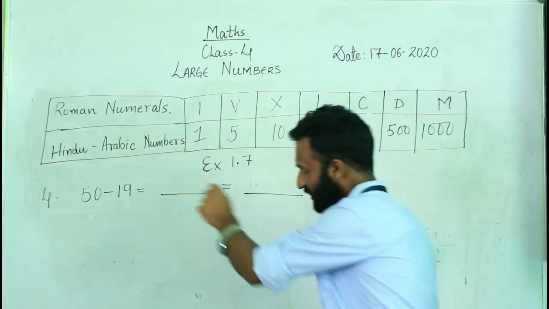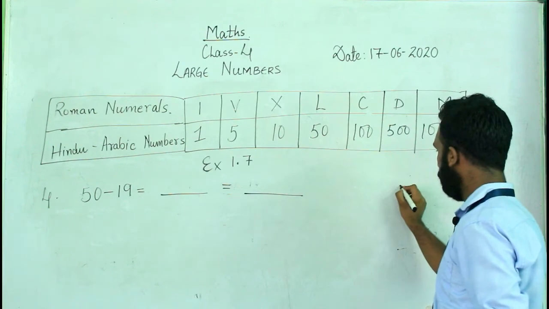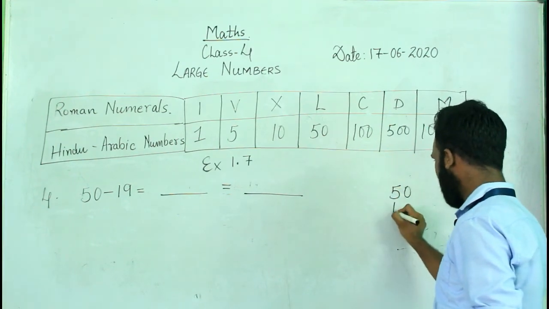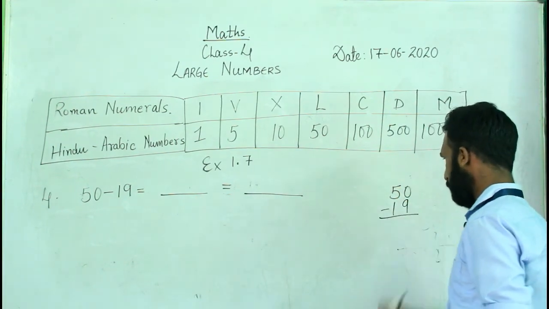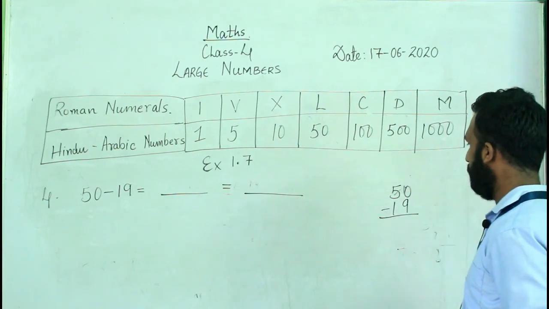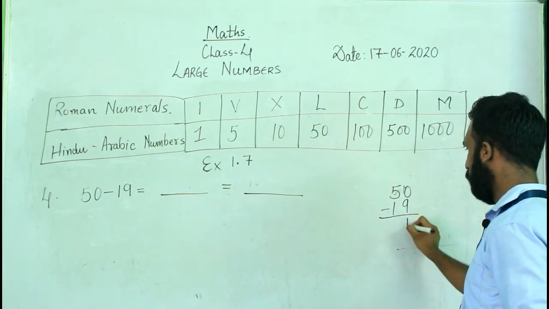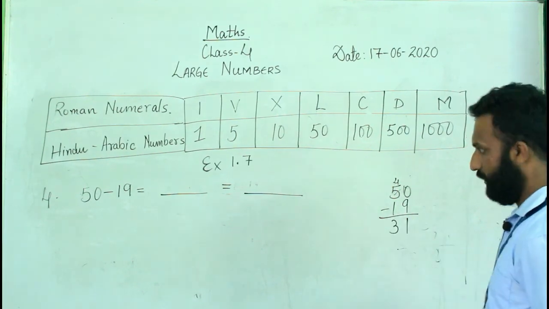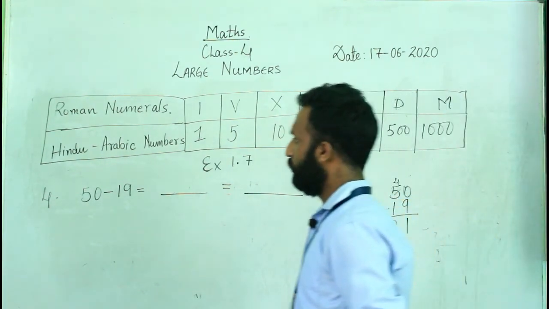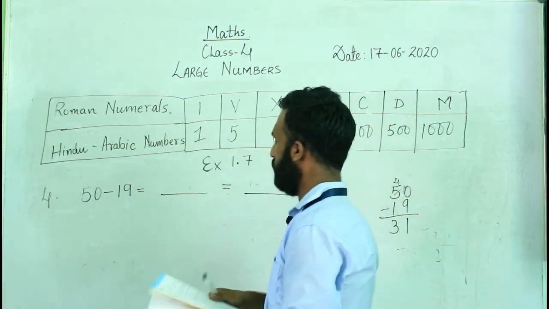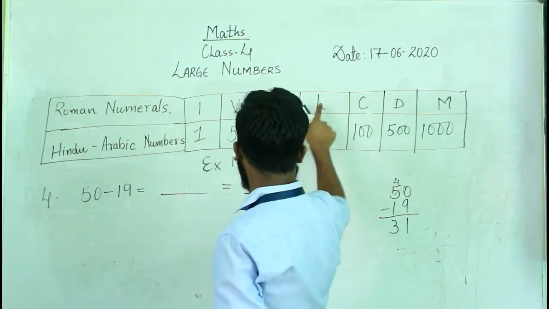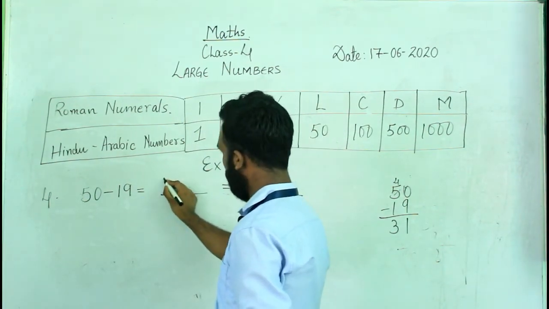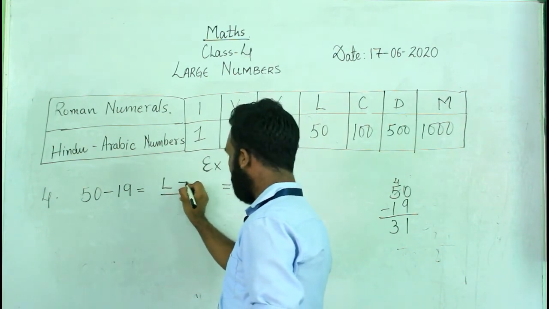So first let's see here. In the rough, 50 minus 19 is how much? 0, we will borrow 1 from it. 10 minus 9 is 1, and 4 minus 1 is 3, so the answer is 31. So let's write this one. For 50, first in Roman, for 50 L is here. So we'll write L minus.